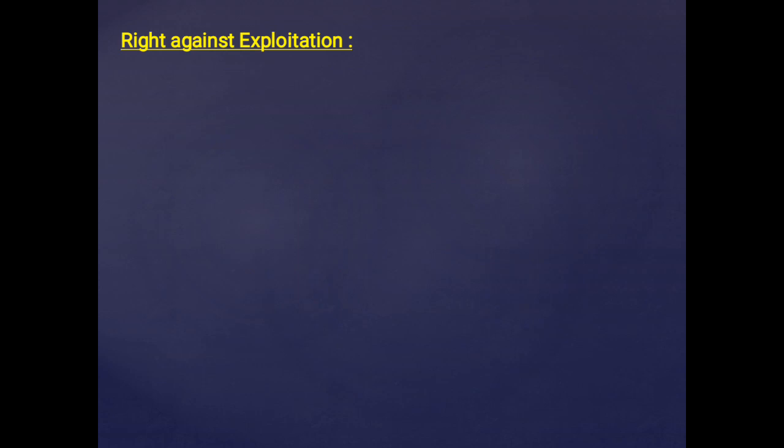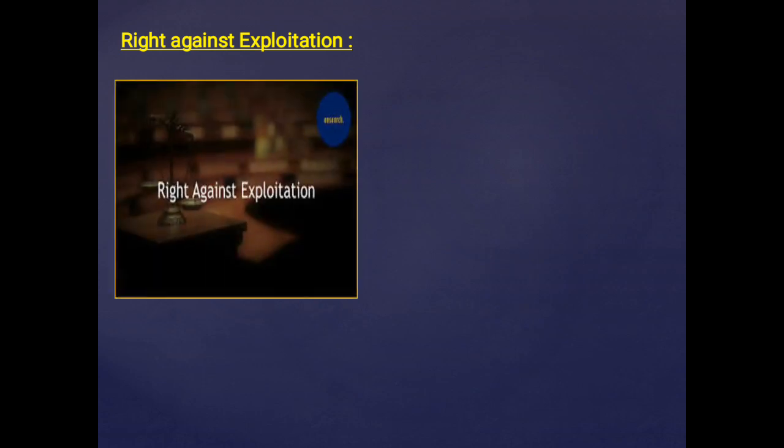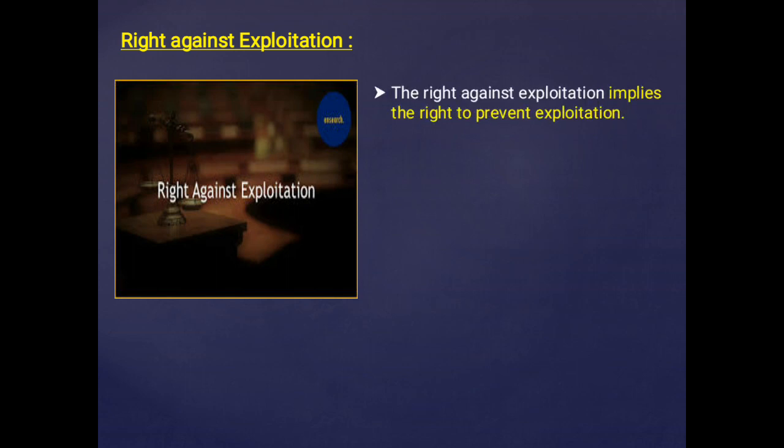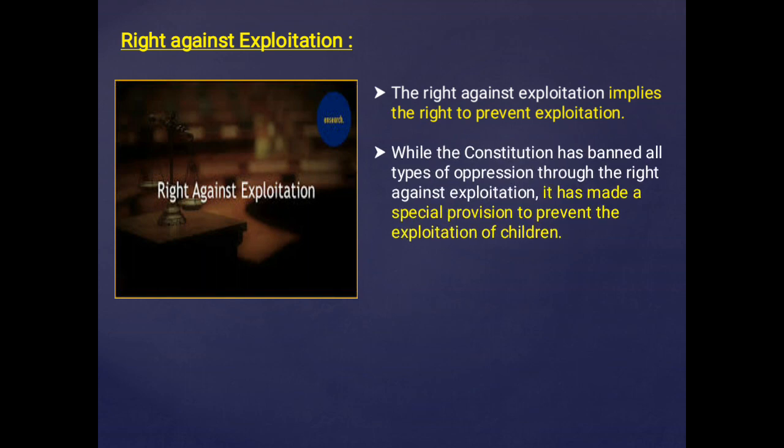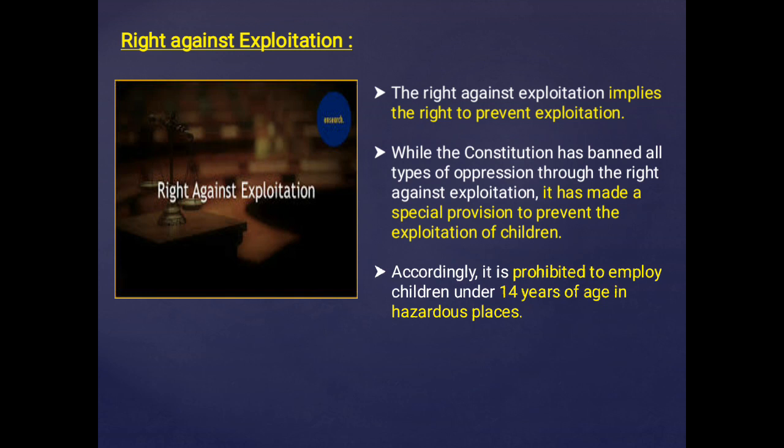Right against exploitation. The right against exploitation implies the right to prevent exploitation. While the Constitution has banned all types of oppression through the right against exploitation, it has made a special provision to prevent the exploitation of children. Accordingly, it is prohibited to employ children under 14 years of age in hazardous places. Children cannot be employed or made to work in factories and mines.